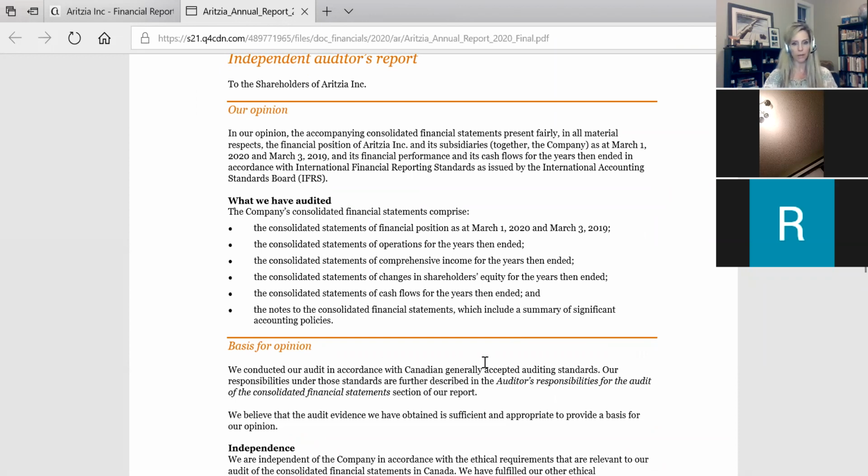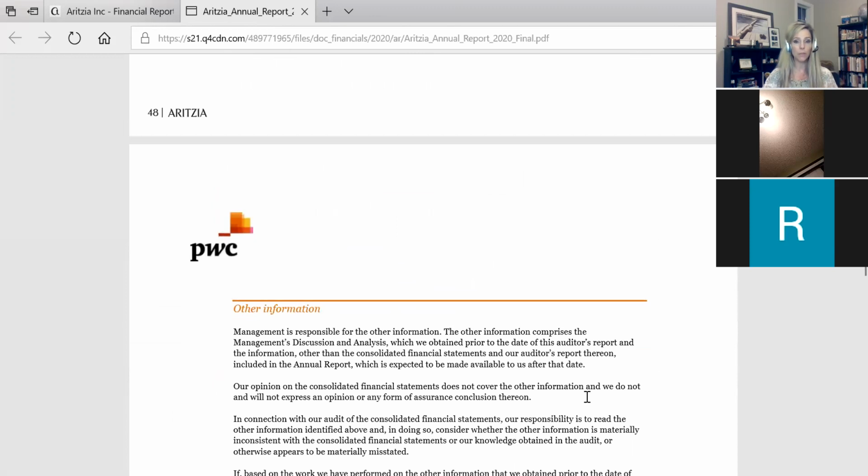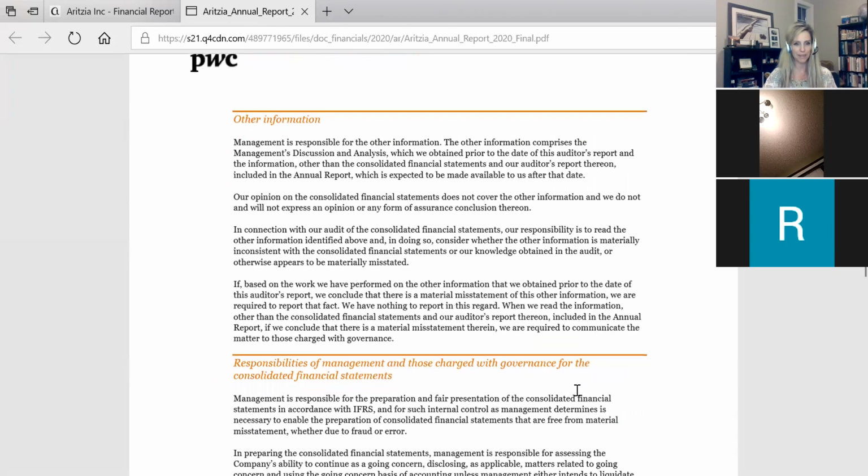How did you base your opinion? Well, how did you do your audit? We looked at Canadian auditing standards, and they talk about what the responsibility is for the audit of this report. The audit evidence they obtained is sufficient and appropriate to provide their opinion. So they've looked at really credible data. They're independent, they must disclose that, and it's an ethical thing to do, which they talk about. They fulfilled the ethical responsibilities in accordance with the requirements. So that's a really good front page statement to the financial statements.